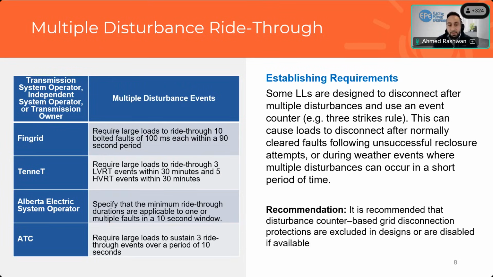We did an industry scan of what this looks like. And so in FinGrid, for example, they require the load facilities to ride through for 10 bolted faults over a 90-second period. Look at Alberta. They expect a minimum ride-through duration of 1 or multiple faults in a 10-second window. So for a 10-second window, if there are a bunch of different faults that are happening, expectation is to ride through. ATC's talked about 3 ride-through events over a period of 10 seconds. So definitely a little bit of diversity there based on each jurisdiction. But the theme of it is, we need to have some allowance for multiple disturbances to happen before these facilities elect to disconnect. Our recommendation is, if possible, disable this capability.